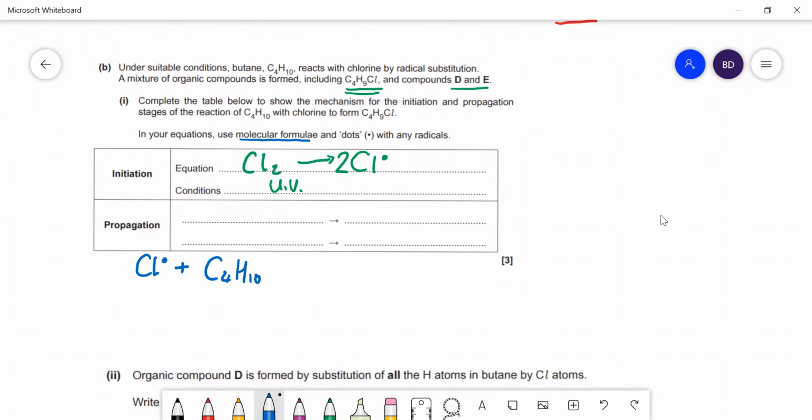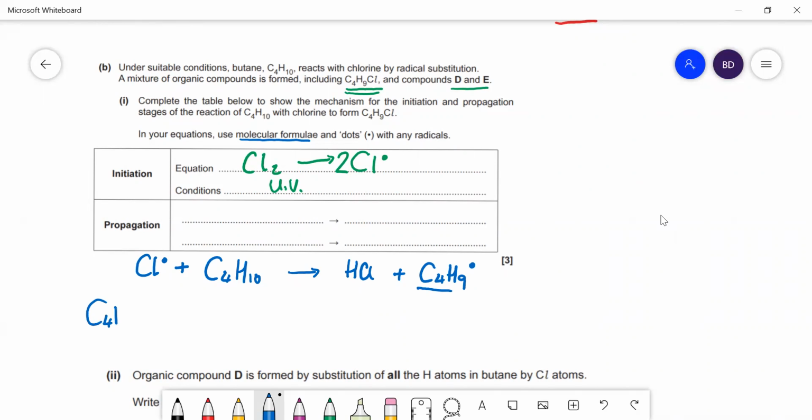It's going to remove one hydrogen from that to form HCl. And in doing so, the hydrogen comes off with its electron, so it leaves behind a free radical, an unpaired electron. That electron dot there was in the bond between the carbon and the hydrogen. The hydrogen has gone away with its electron, so it's a free radical. That's propagation.